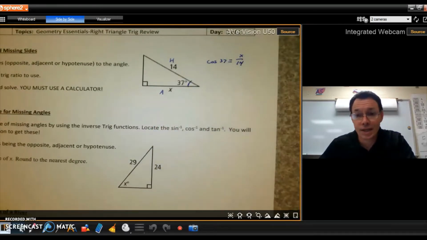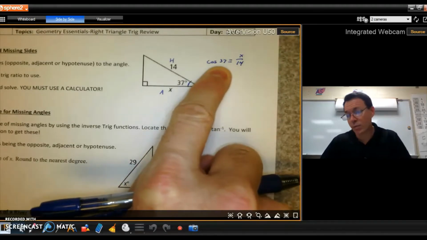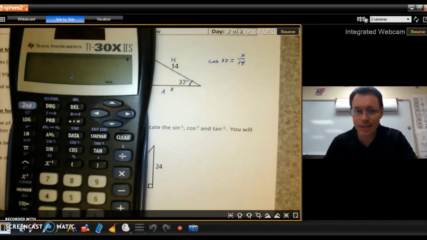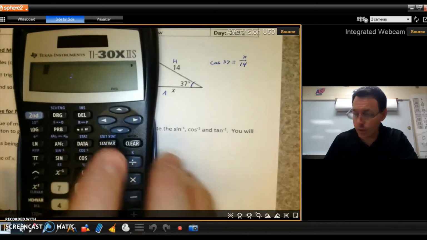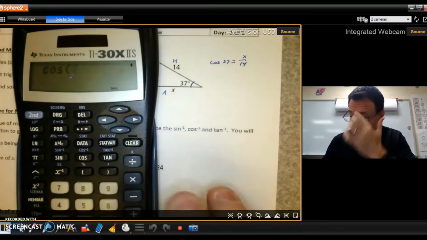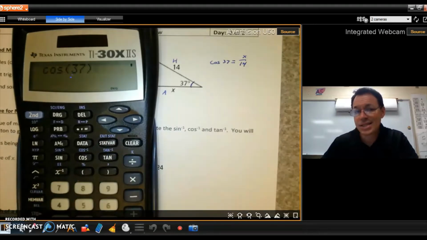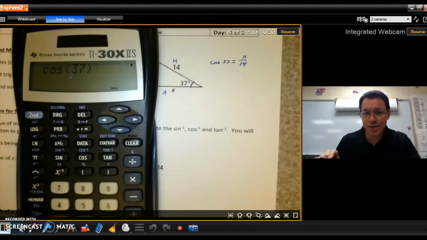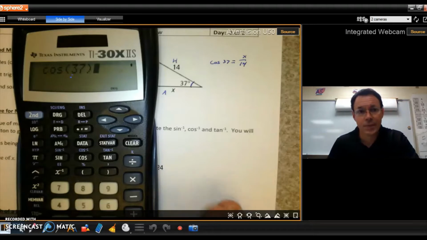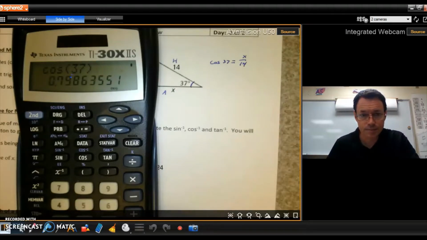Now, if you've got a calculator, this is a piece of cake. We're going to take the cosine of 37. We're going to figure out what that decimal equivalent is that our calculator knows. So we're going to do the cosine of 37. Some of you may have a calculator where you have to type in the 37 and hit cosine, so you'll figure that out. So the cosine of 37 is that crazy number right there.